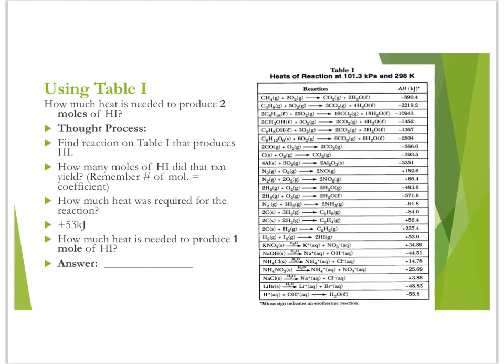So here's this question, how much heat is needed to produce 2 moles of HI? So I'm going to find the reaction that produces HI, look and see its coefficient. Oh, it matches. So I just have to read the graph. But if I cut the number of moles of HI in half, I would have to cut the number of kilojoules in half as well. So that would be 26.5 kilojoules.